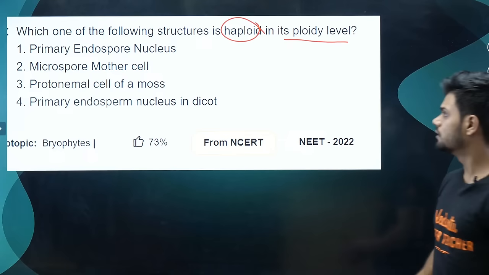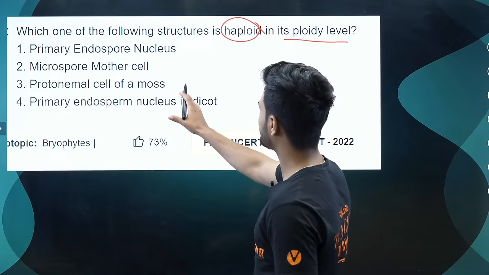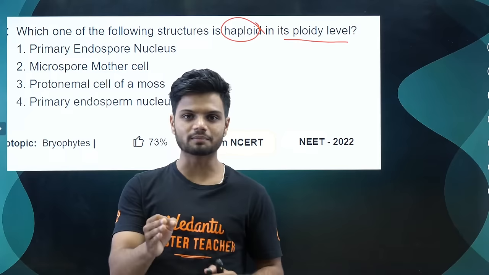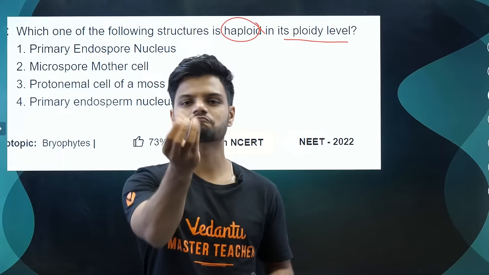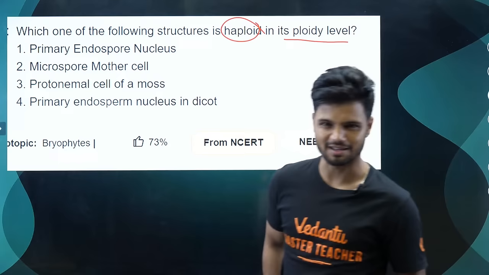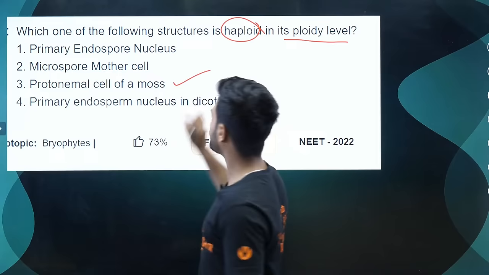Primary endosperm nucleus triploid. Megaspore cell, no. Protonema cells of moss. Primary endosperm nucleus in the dicot. Take 10 seconds. Students, if you have attended my lecture on plant kingdom, you should be able to solve this as an easy question. Is primary endosperm nucleus in your dicot the answer? No. The answer is your protonema cell in the case of your moss.